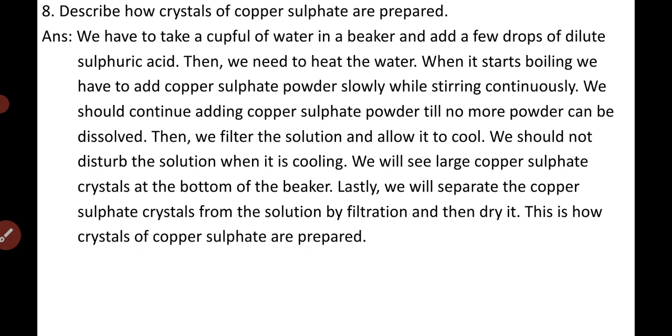Obviously, when you are heating that solution, a time will come when it will start to boil, and then you have to add copper sulfate powder slowly while stirring continuously. We should add copper sulfate powder until no more can be dissolved, and that will give you a saturated solution of copper sulfate. Then we have to filter the solution and allow it to cool. We should not disturb the solution while it is cooling.